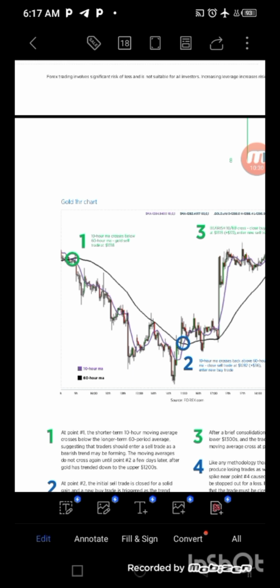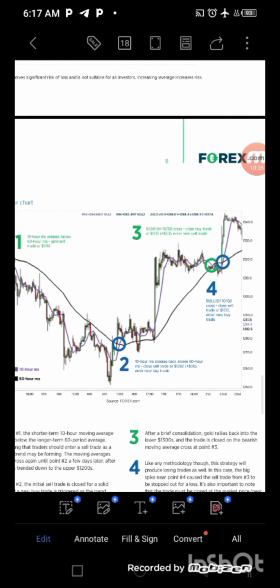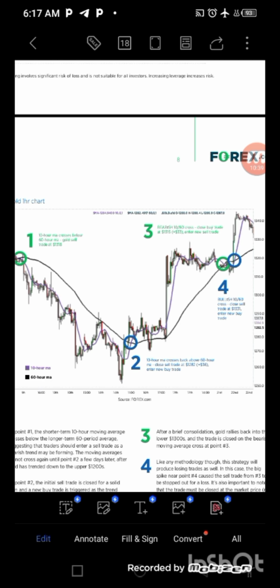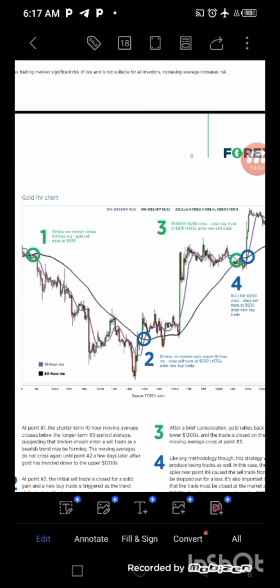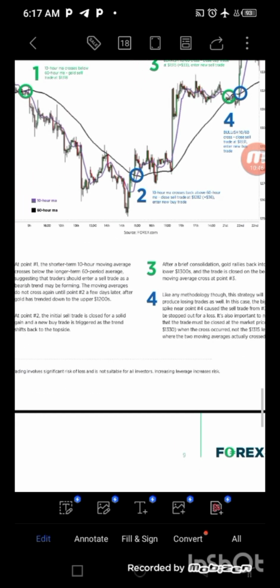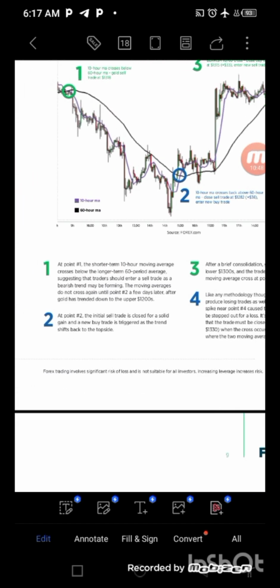Okay, the moving average. You can see the moving average. This was the 10-hour moving average and 60. Okay, look at the chart. These are the indicators in use. At point H1, the short-term 10-hour moving average crossed below the long-term 60 period average, suggesting that traders should enter a sell trade as a bearish trend may be forming.